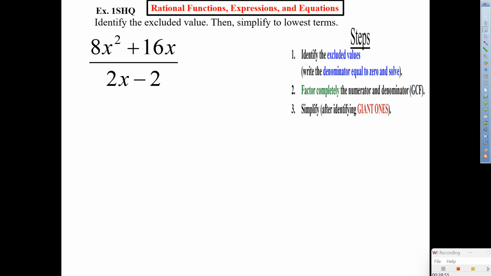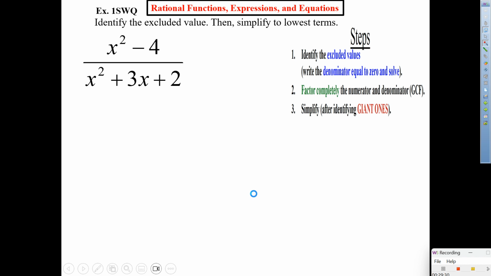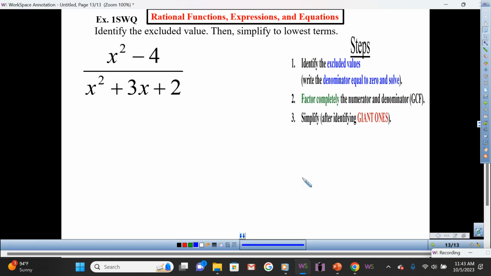All right. Get us started, please. Kimberly, what do I write for my excluded value? Denominator equal to 0, yes. So it's x squared plus 3x plus 2 equal to 0. Does this look familiar? Yes, Mr. Q, we solved some of these yesterday and the day before. So tell your neighbor what to do from here. What shall we do from here?